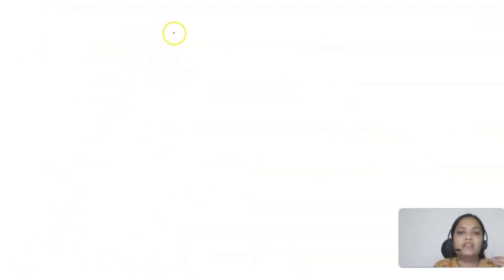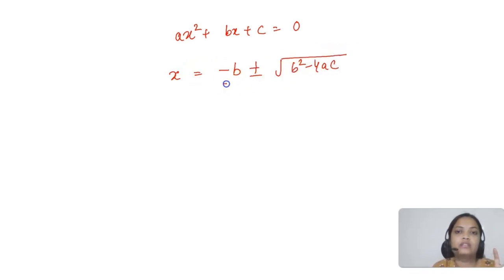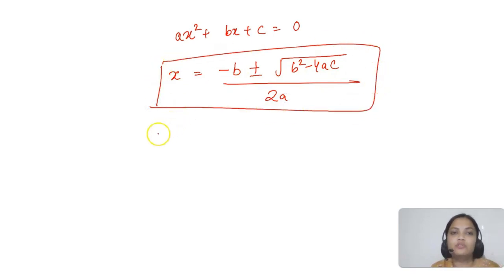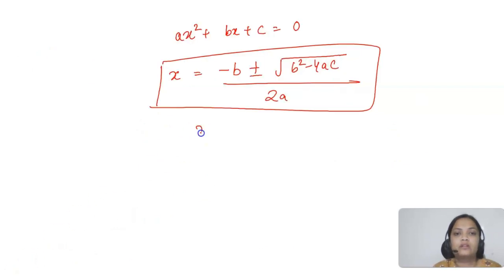If you have any quadratic equation like ax square plus bx plus c equal to 0, and you want to calculate the value of x, it will be minus b plus minus square root of b square minus 4ac upon 2a. So this is the formula that you are going to use, and here we will be using the same formula: x square plus 1.8x minus 5.4.